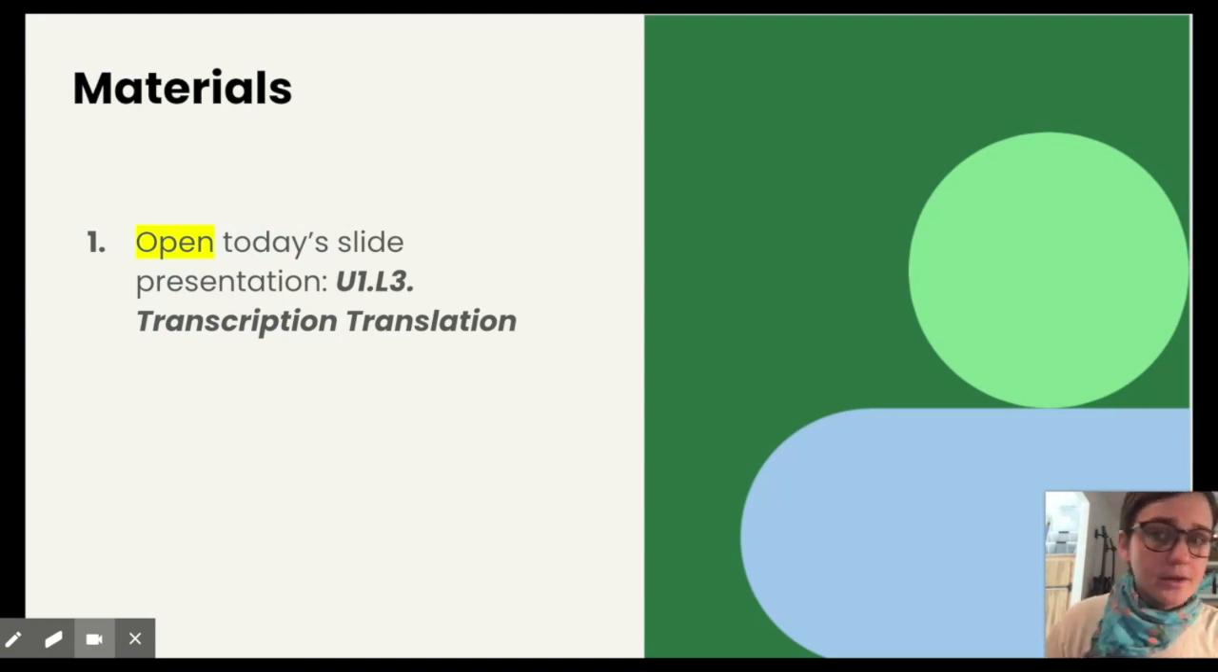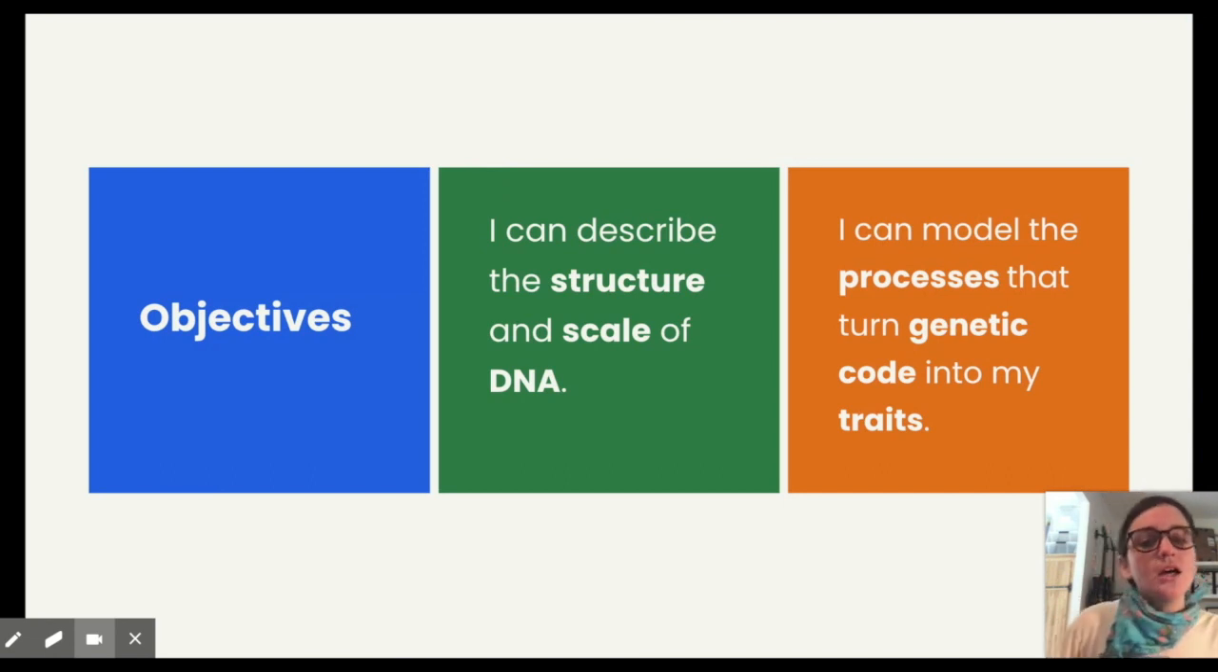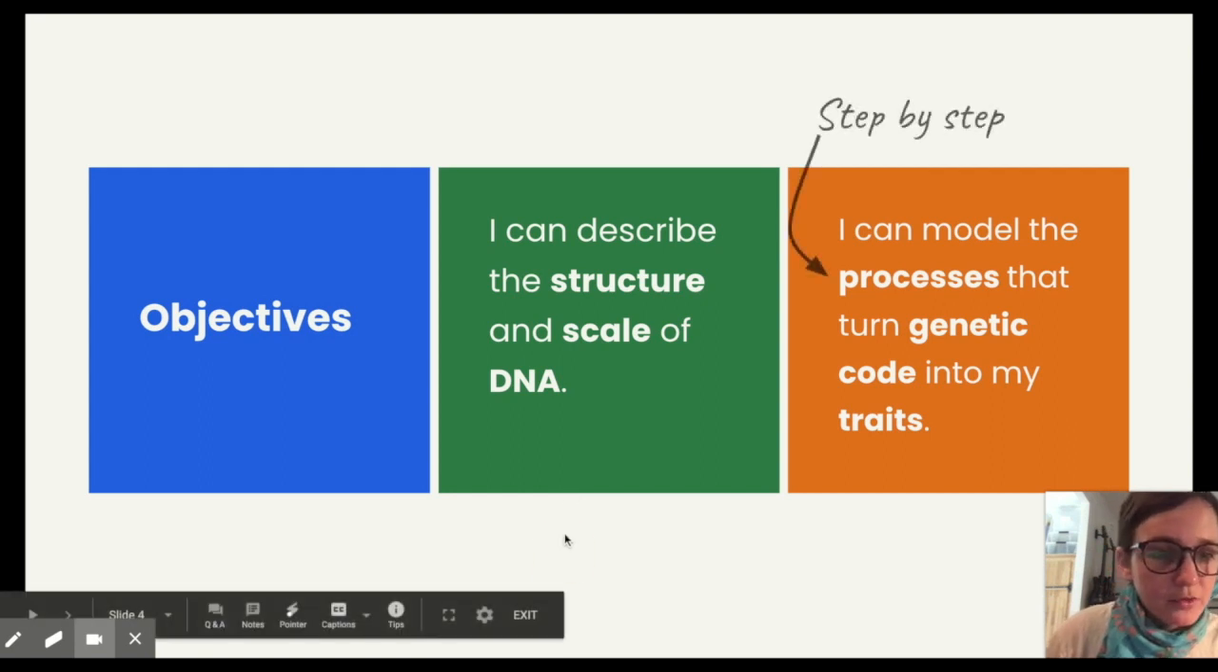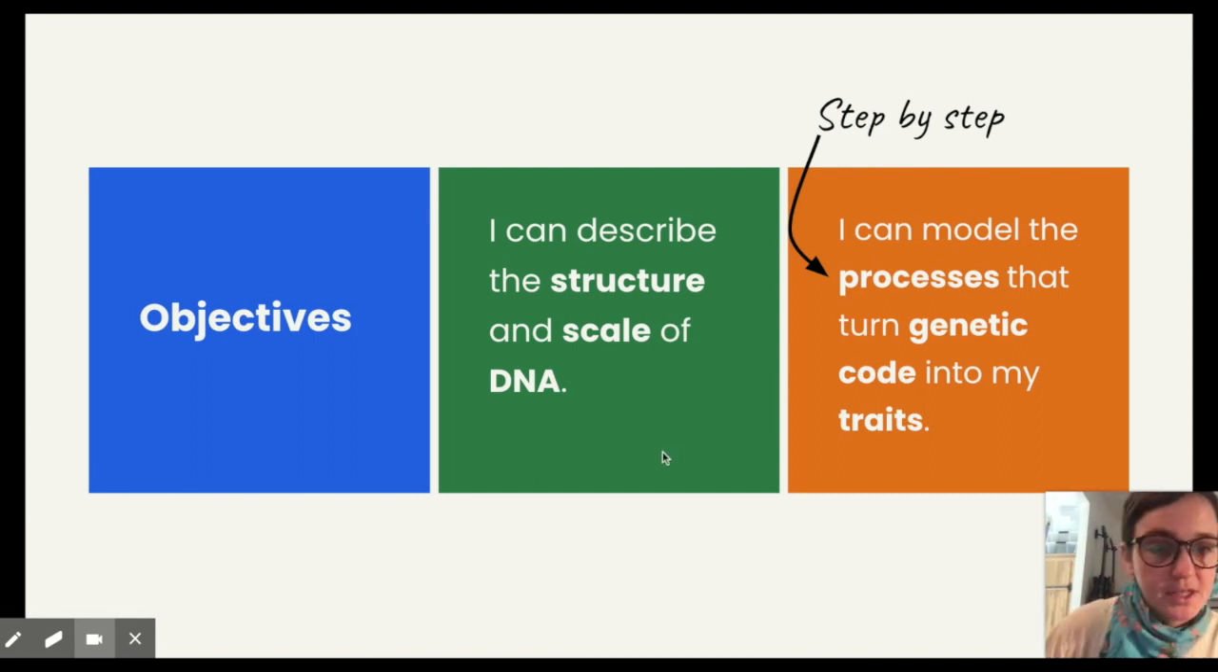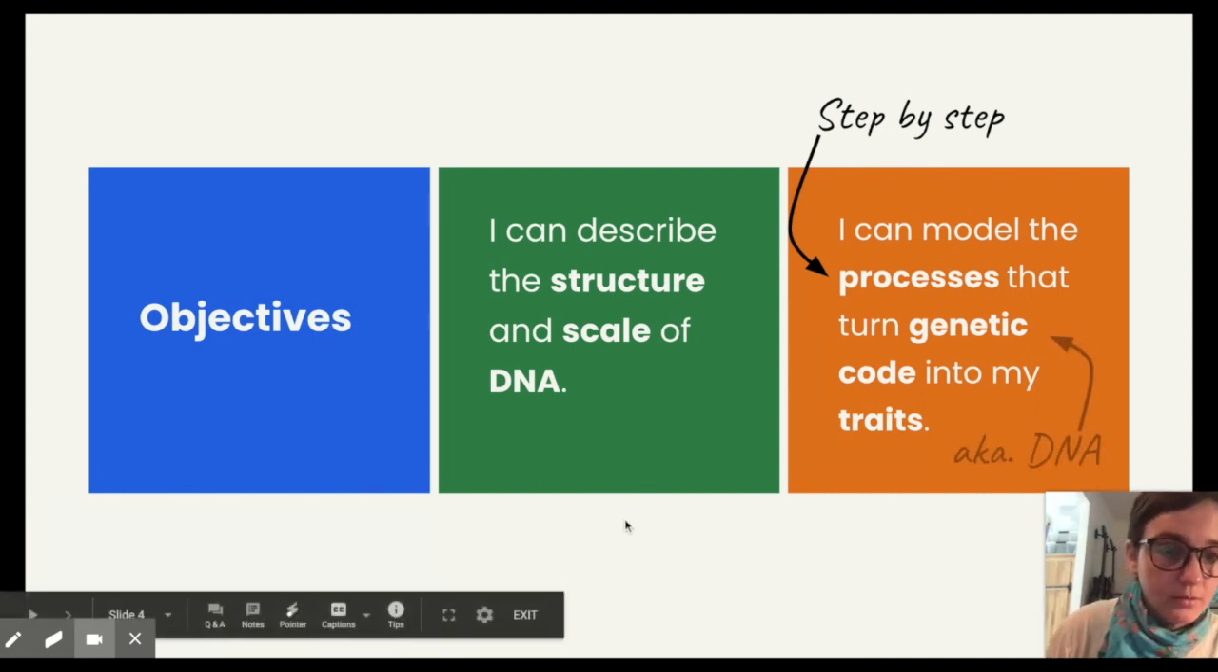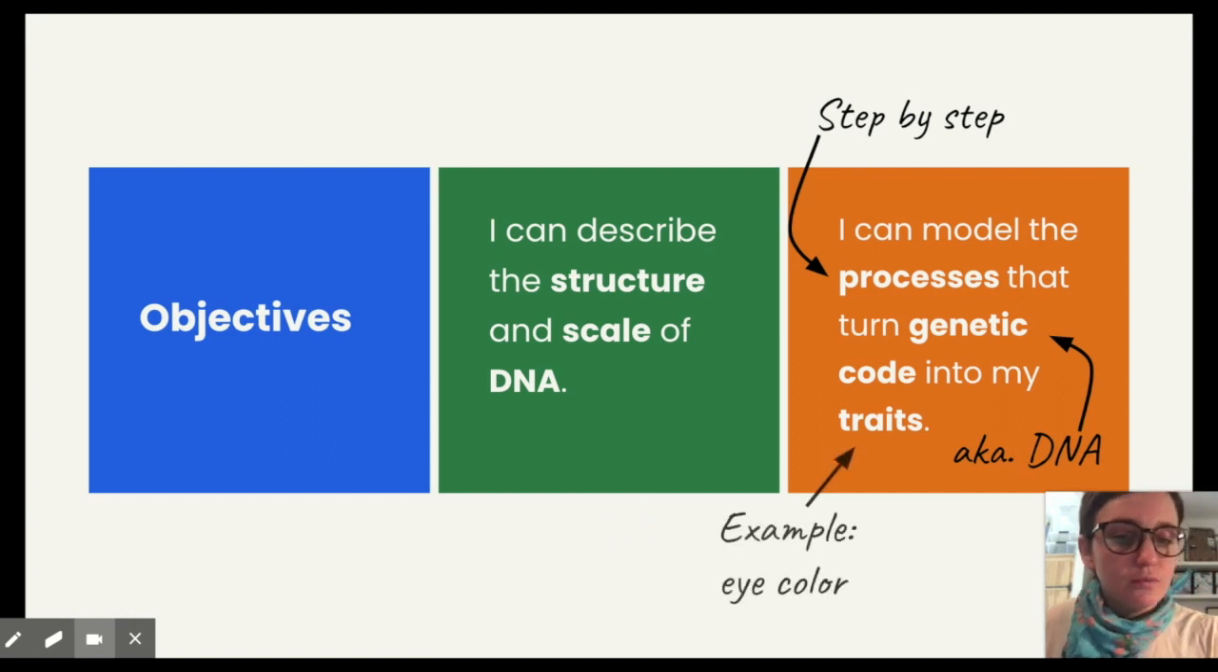As I said before, this is our slides for today, so make sure these are open. All right, today's objectives. Last week during class, our goal was to describe the structure or the way DNA is made and to understand the size of DNA. It is so small, it is literally inside of our cells. Today we're going to move on. We're going to talk about the processes, the different steps it takes that turn my genetic code, aka DNA, into my traits. For example, how does my DNA actually turn into my eye color? Okay.